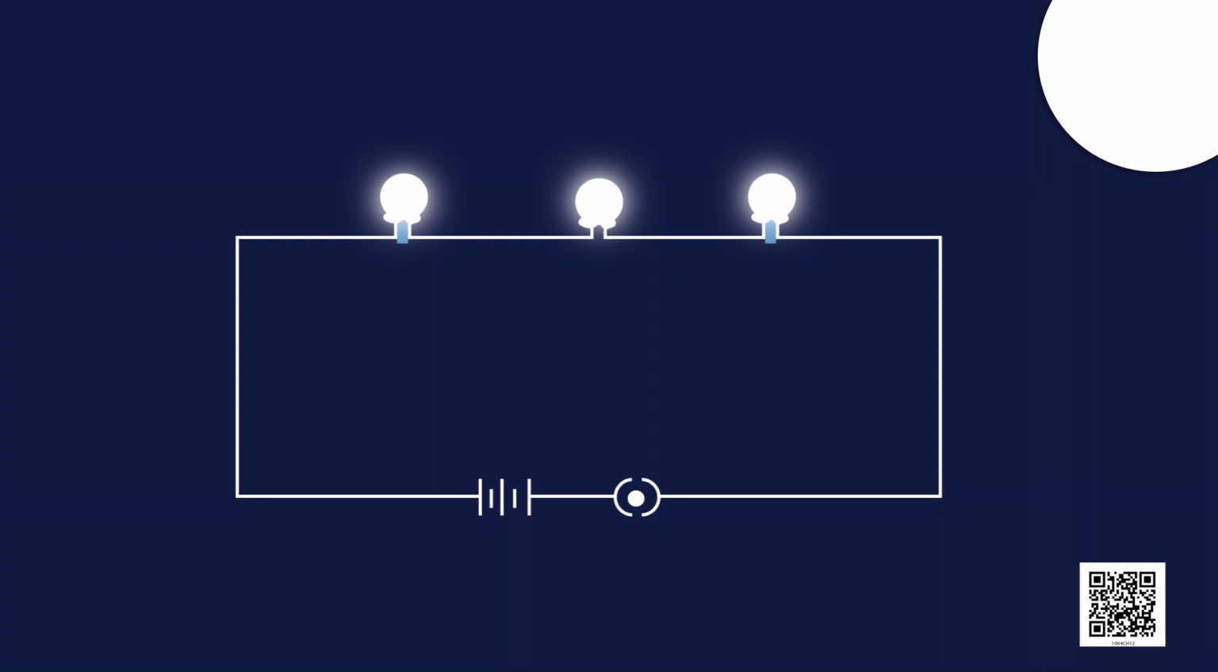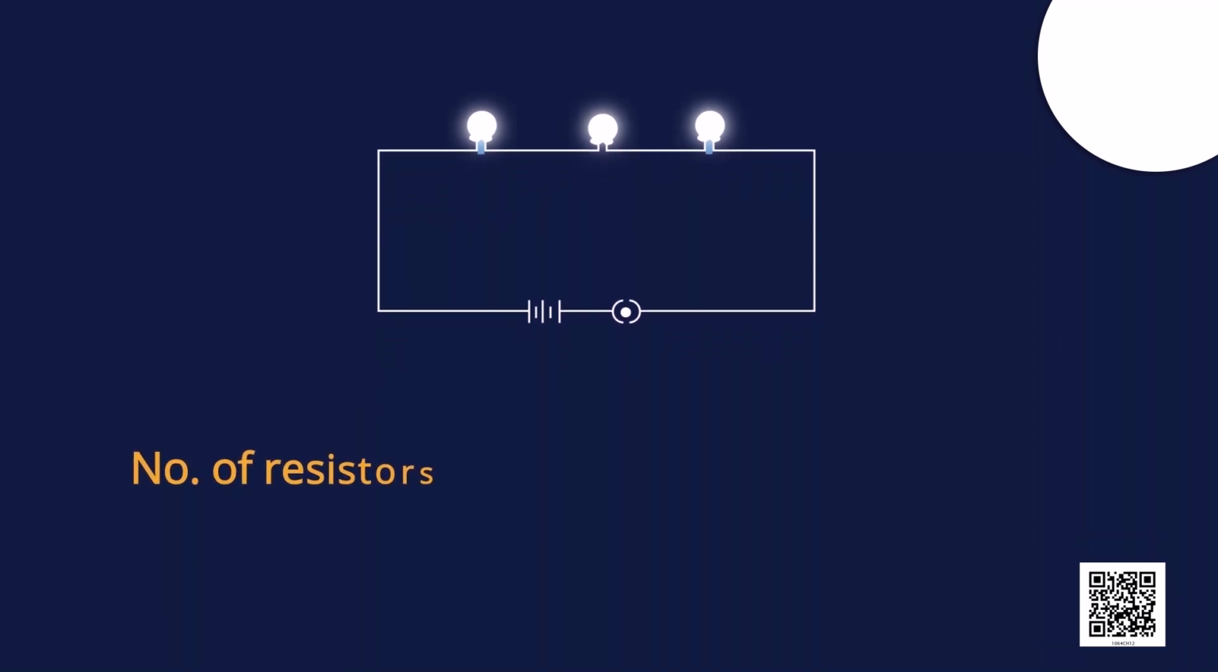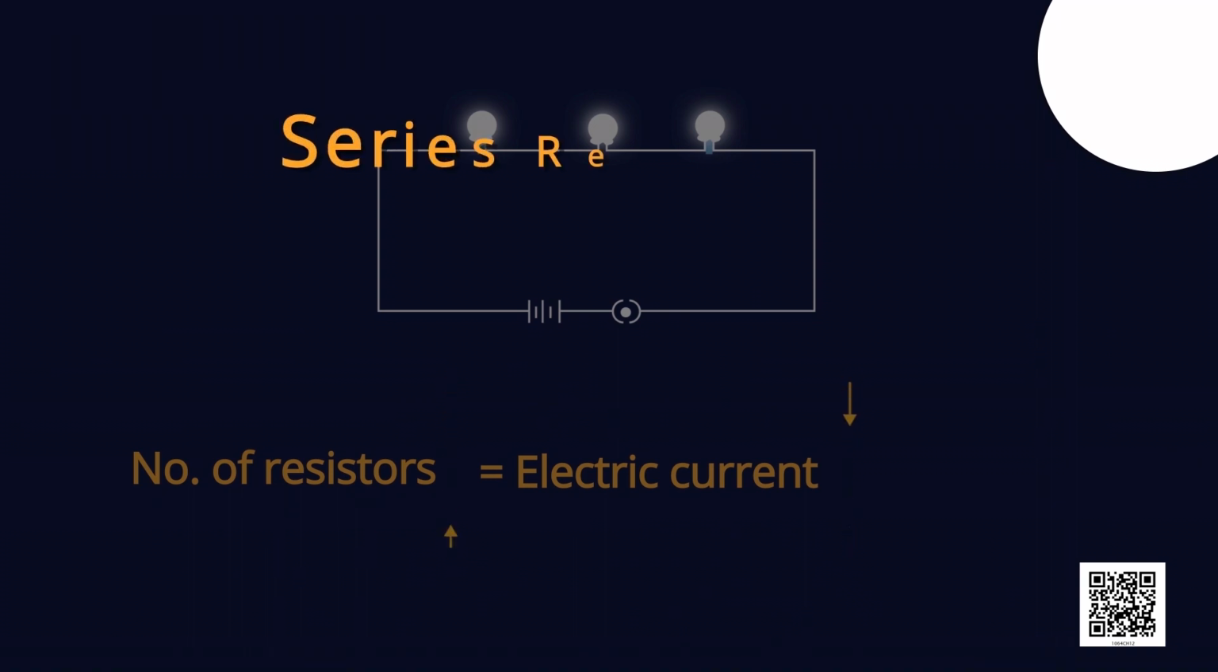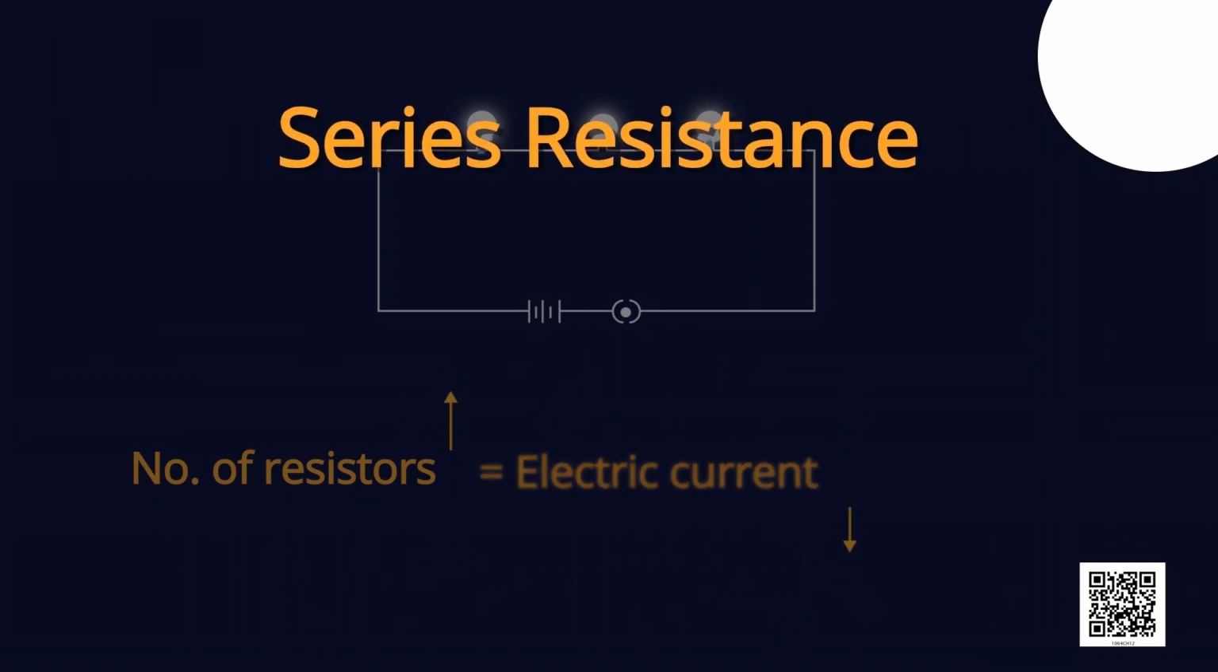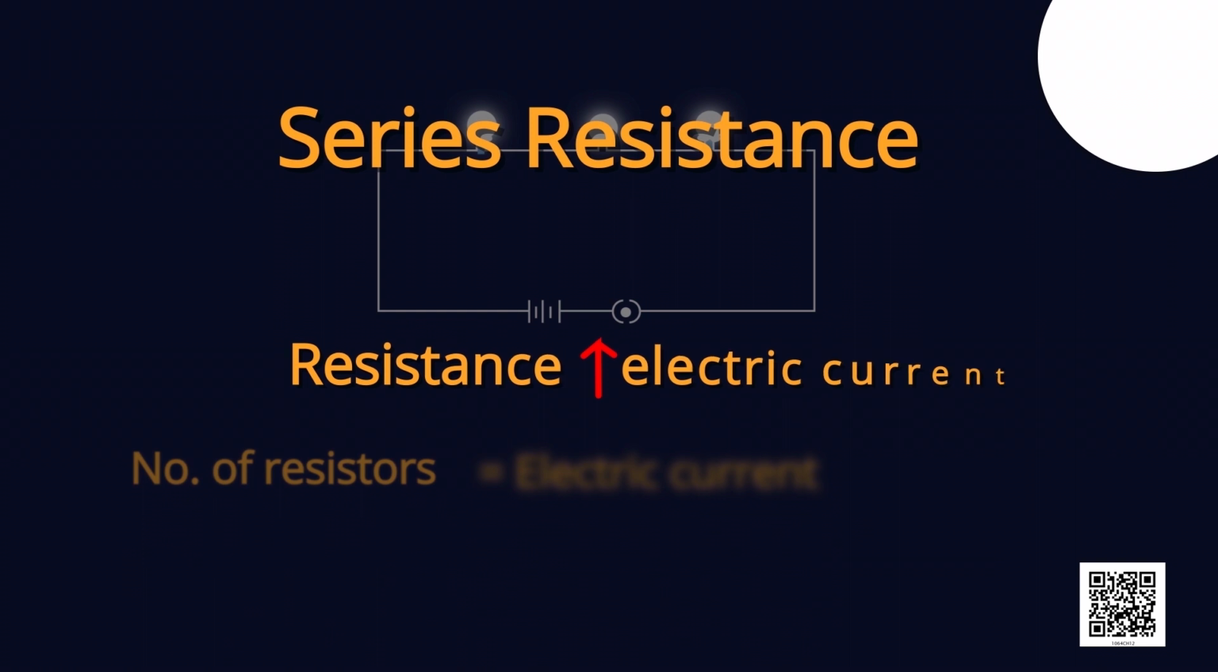So we conclude from this activity that if we go on increasing the number of resistors in an electric circuit, then the electric current will go on decreasing, or in other words, the brightness will go on decreasing. The equivalent resistance in series will increase while the electric current will decrease.